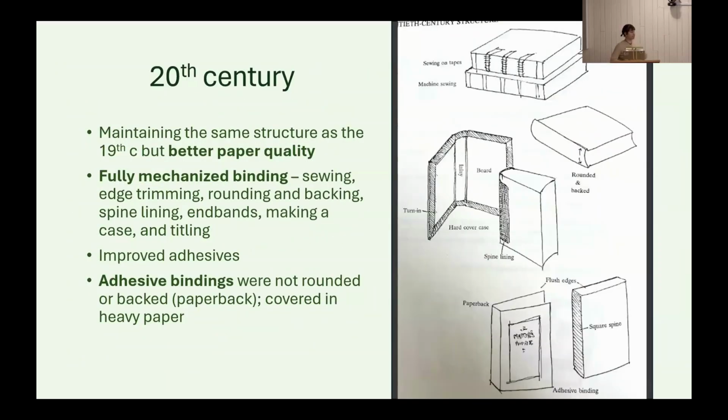And by the 20th century, a lot of the same styles are in play, but there is slightly better paper quality. People have already realized how poor the previous century was, and almost every step of the binding process is mechanized, so very hands-off, very profit-driven. And so the bindings only include the elements that are absolutely necessary to make the binding function. Additionally, you're also seeing the rise of adhesive bindings, which are kind of our paperback style. So just adhesive and not thread is used to secure those fine edges together.